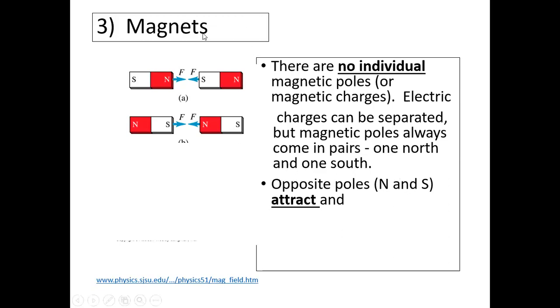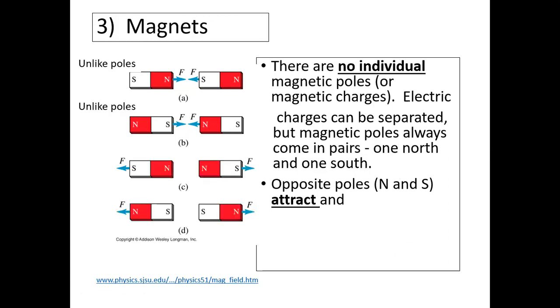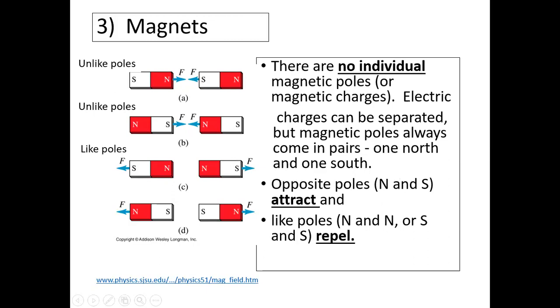Then when we have a north pole and south pole facing each other, there will be attraction, or we say unlike poles attract. And like poles repel. Same pole, north and north, or south and south, they repel. Okay.